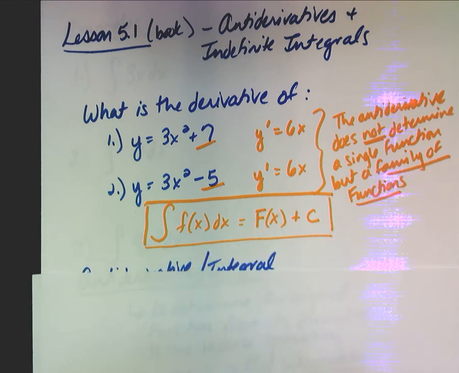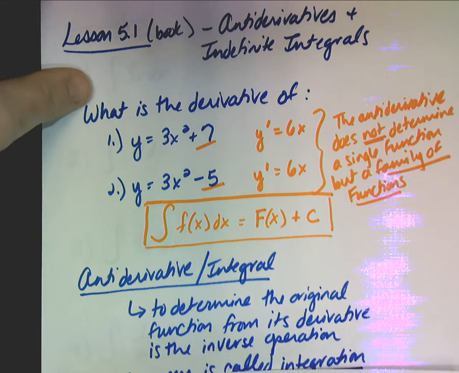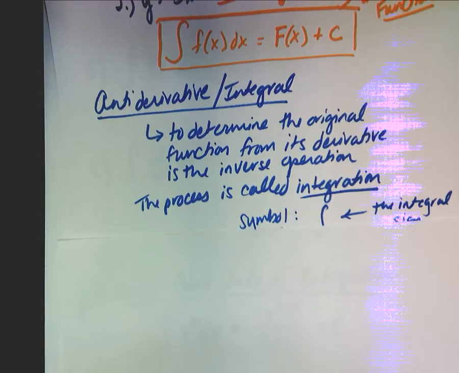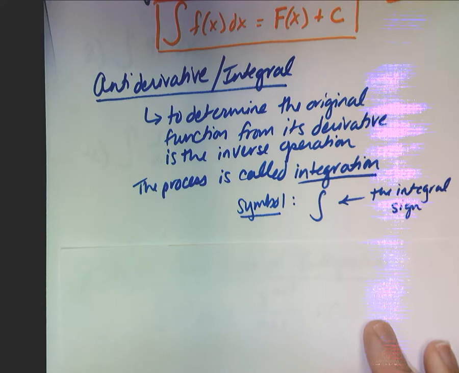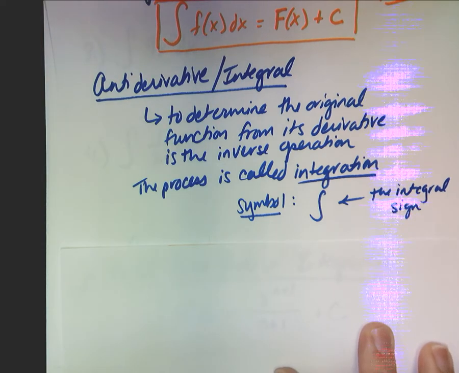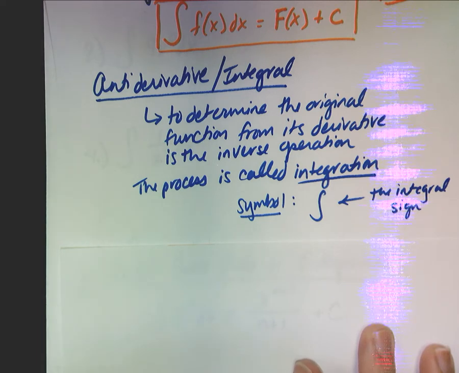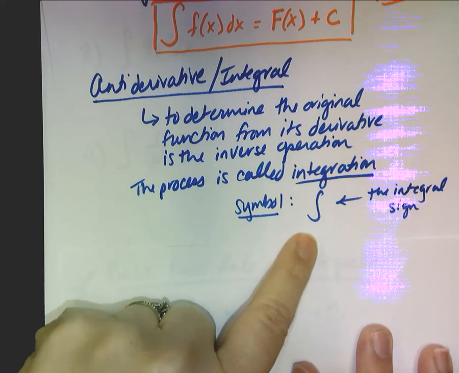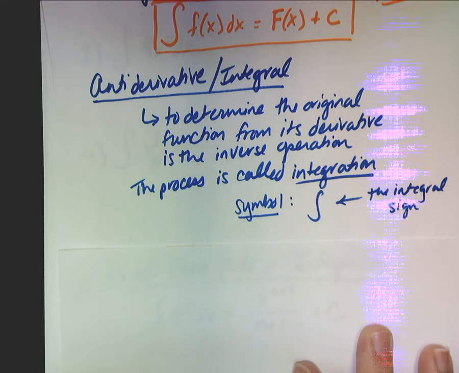All right, so the antiderivative, again, is used to determine the original function from the derivative. They're inverse operations, okay? And this process is called integration. And the symbol that we've been using and we know is the integral sign.